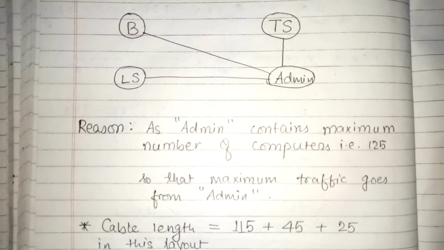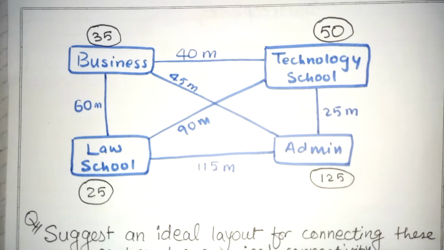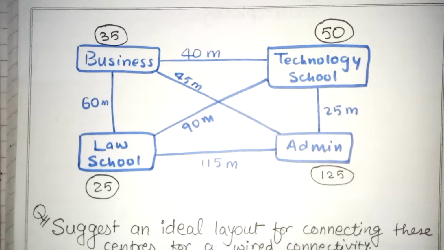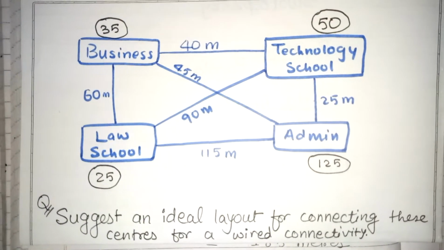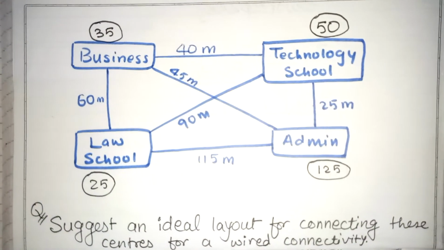In this layout, first we have to know the layout. This is a business building, technology school, admin and a law school. The distances between them are here, and this circle represents the number of computers.